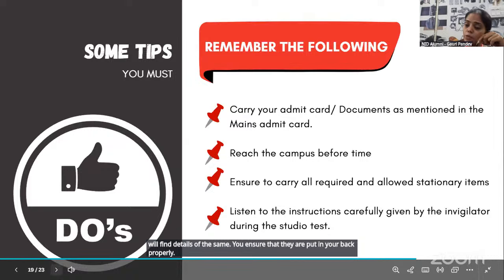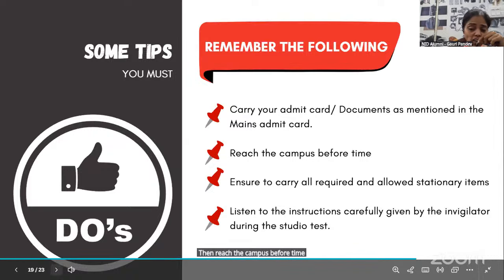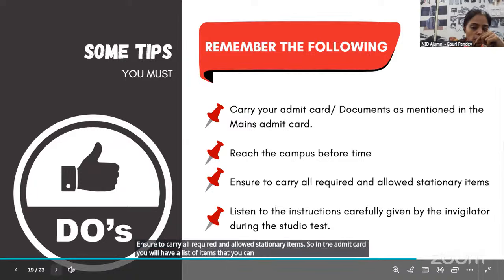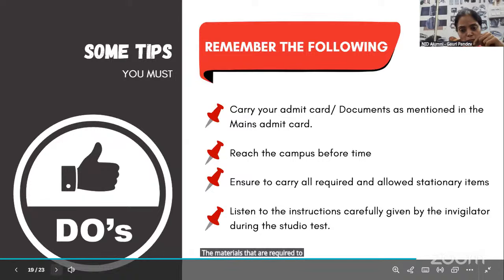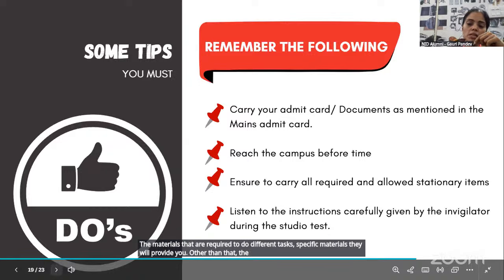Then reach the campus before time in the morning, not later. Definitely reach before. Ensure to carry all required and allowed stationery items. In the admit card, you will have a list of items that you can carry. You don't need to carry anything other than that. The specific materials required to do different tasks, they will provide you. Other than that, the stationery that you need will be listed in your admit card. You are required to carry it.